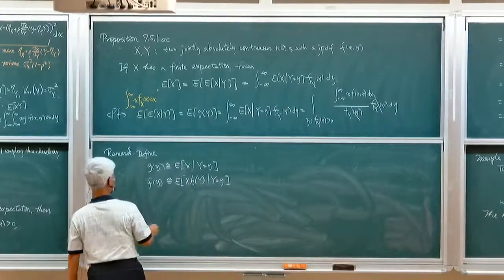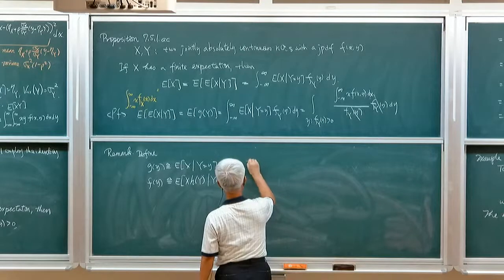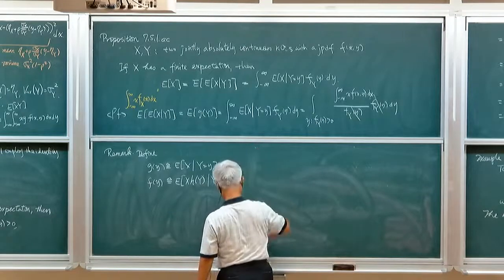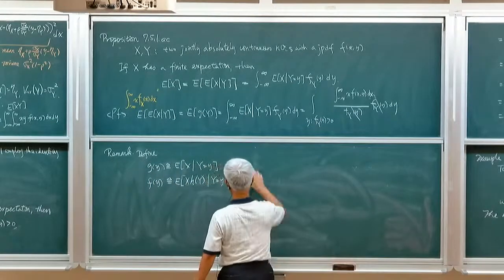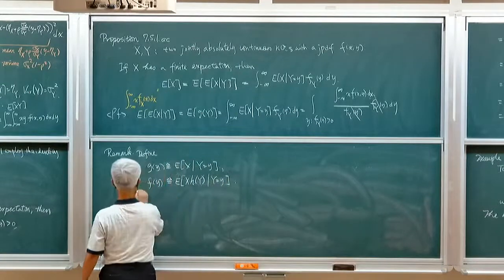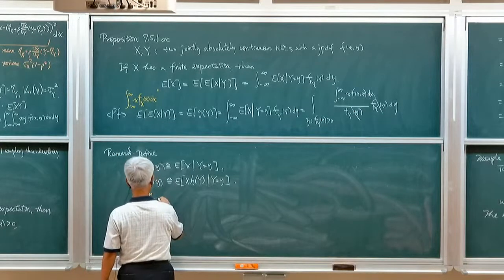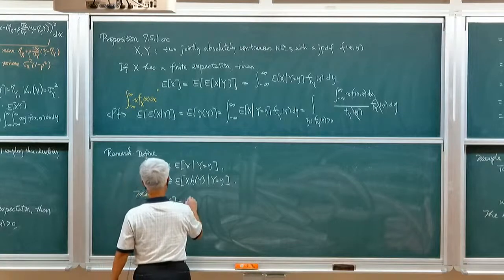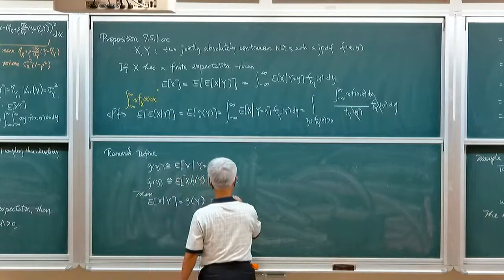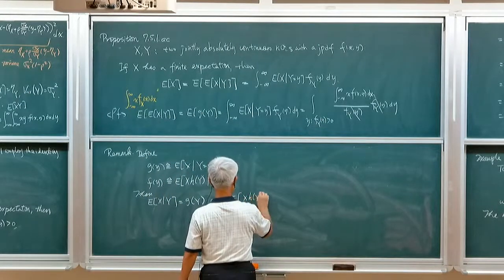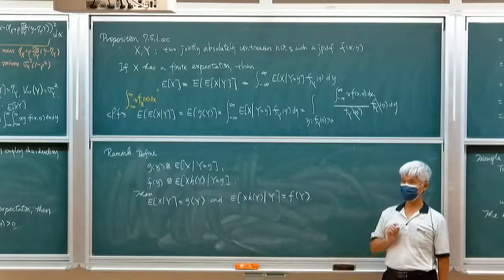So now define this one. Then the expectation of X given Y is g of Y, and the expectation of X h(Y) given Y is f of Y. Okay, good.